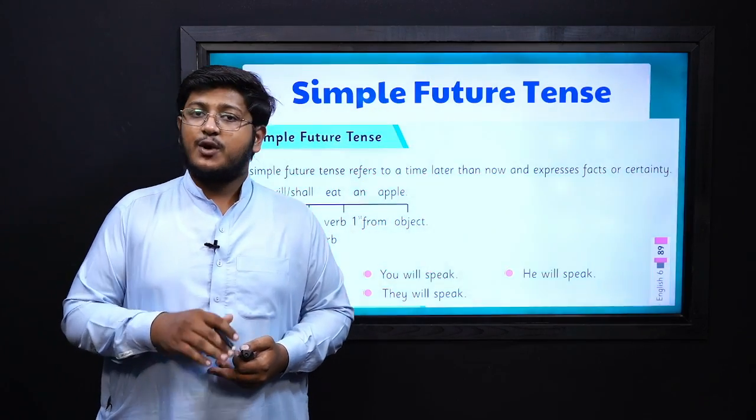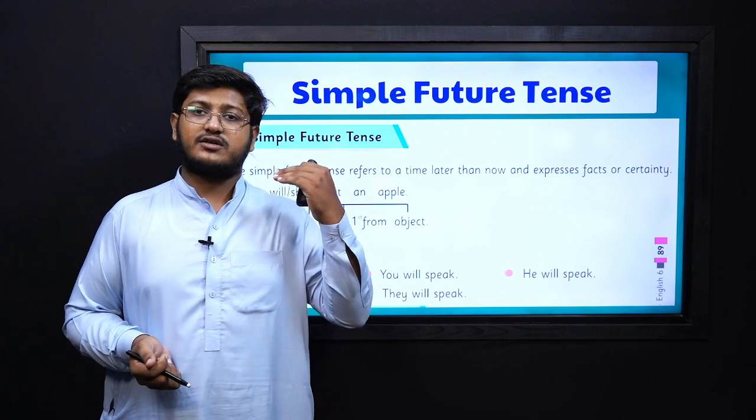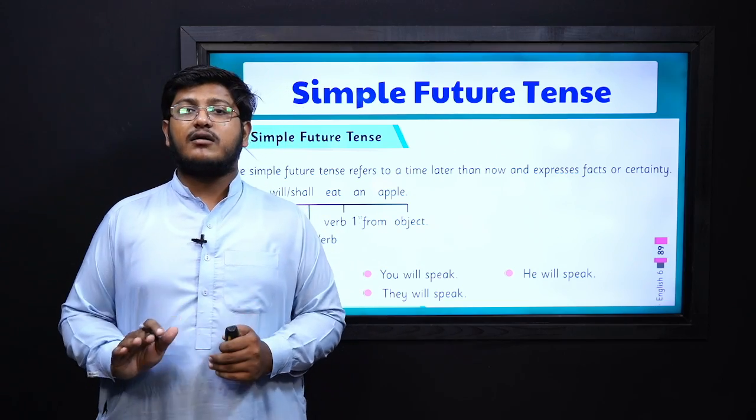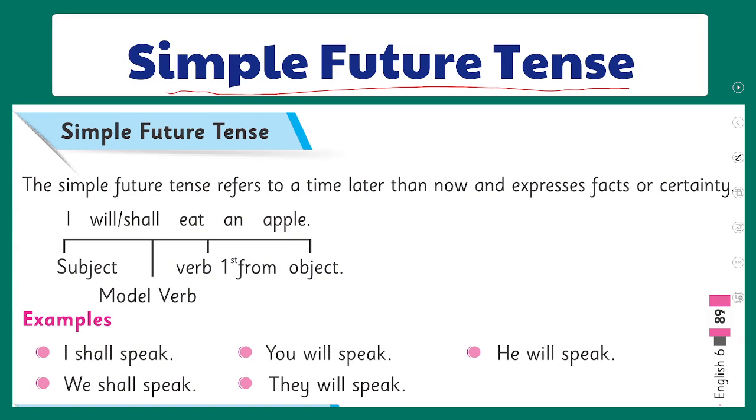So let's find out what is meant by future tense and how we can express such actions which are going to happen in the future and have not happened yet. Let's find out what the simple future tense is. The simple future tense refers to a time later than now and expresses facts or certainty. What is the function of the simple future tense? It is a way to express some facts or certainty or an action which will happen in the future.